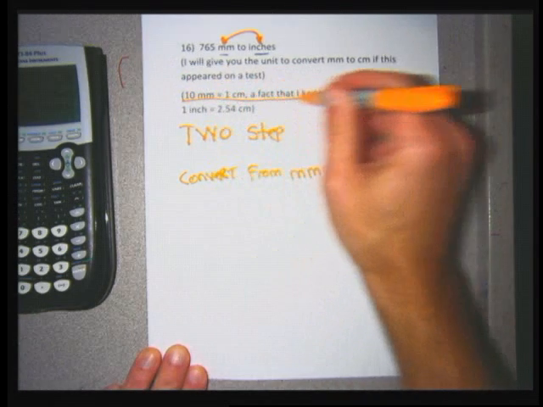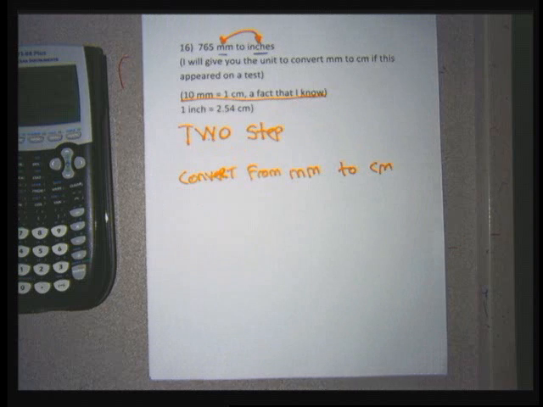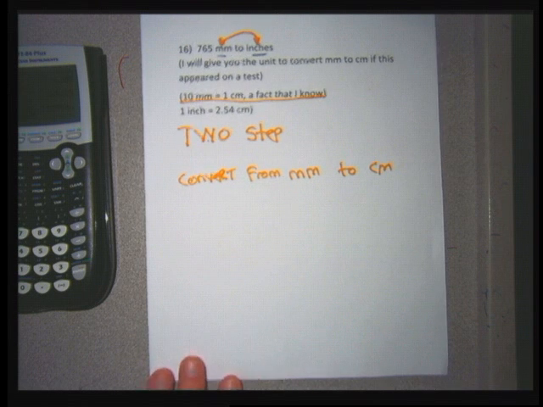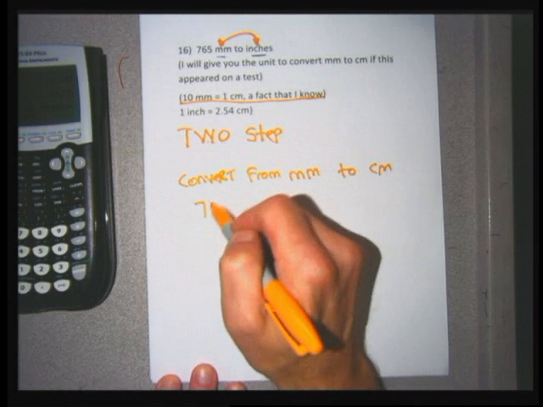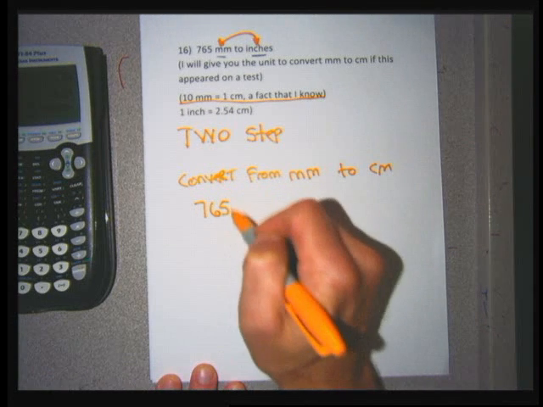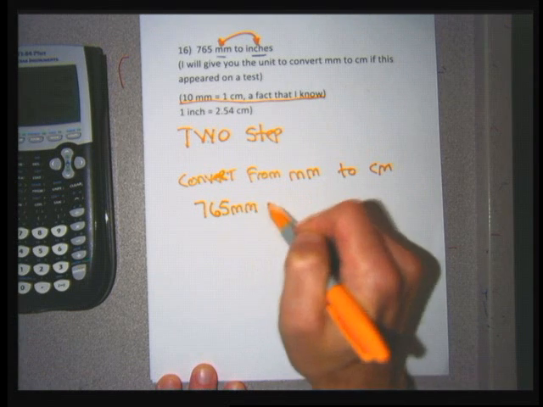And if this was a test question that I wanted you to do, I would give you the conversion that you need. So if you don't know how to work in the metric system, it's fine. If I give you the fact that 10 millimeters is 1 centimeter, you should be able to do this. So my first step is I'm going to take the 765 millimeters, and I'm going to convert it to centimeters.